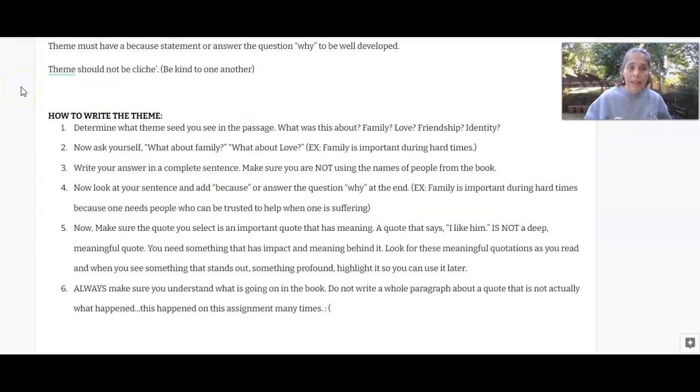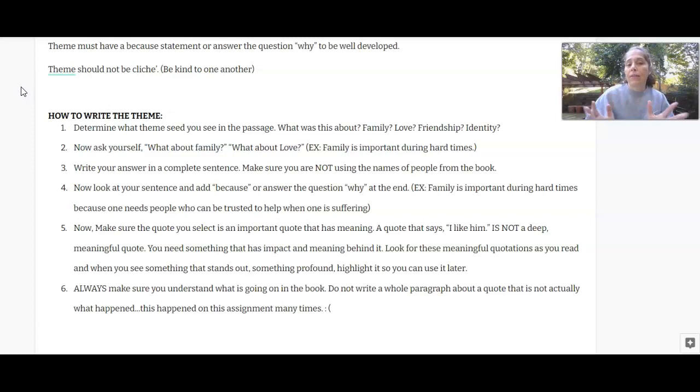And how to write the theme. So what do we do? What are the steps? So first you have to determine what the theme seed is in the passage. What do you see? So what was it mostly about? Was it about family, love, friendship, identity? What did you see in this passage?